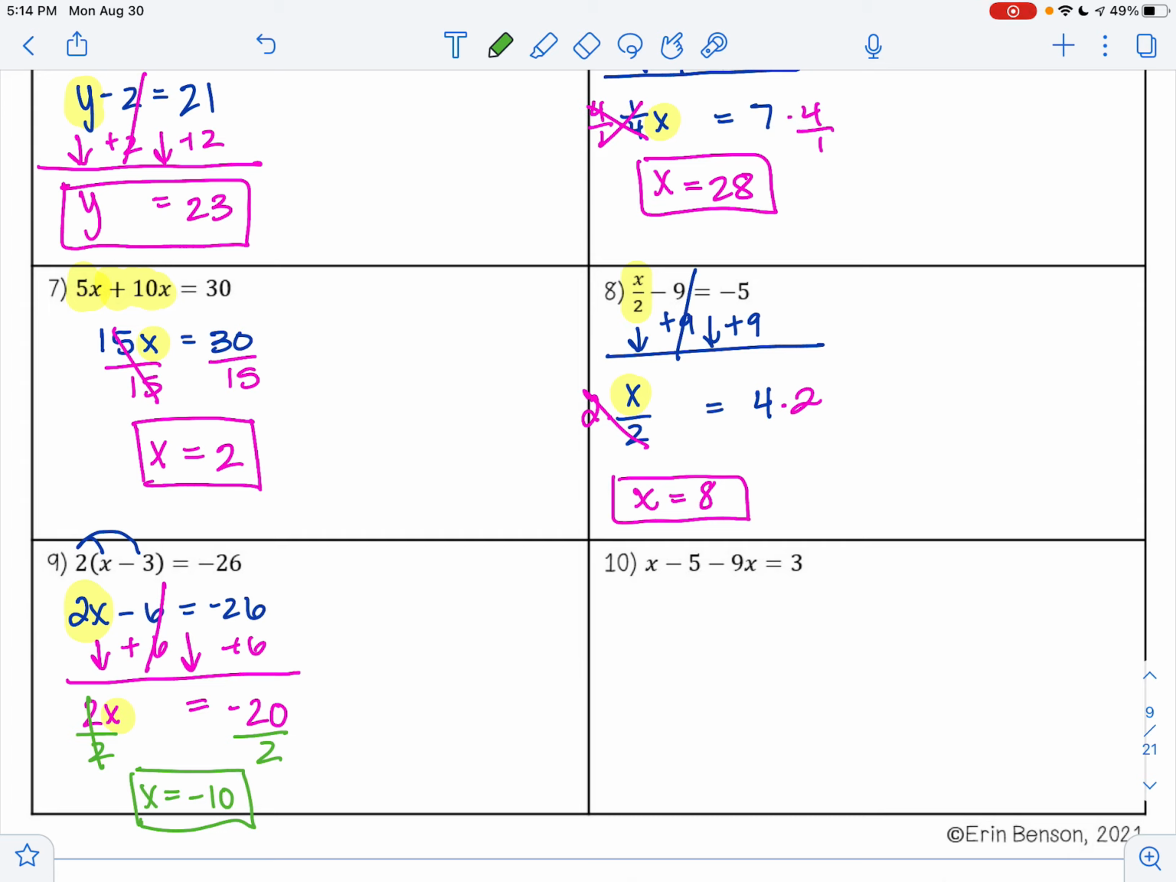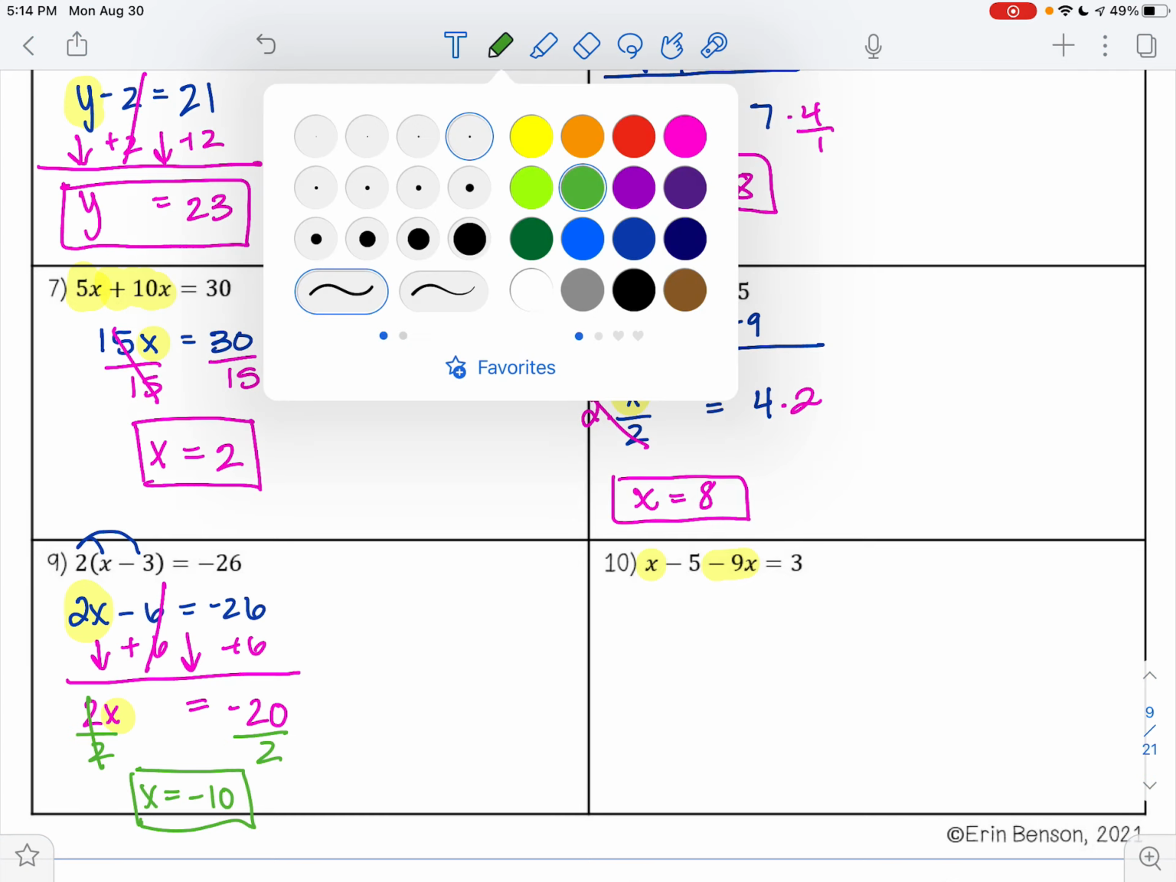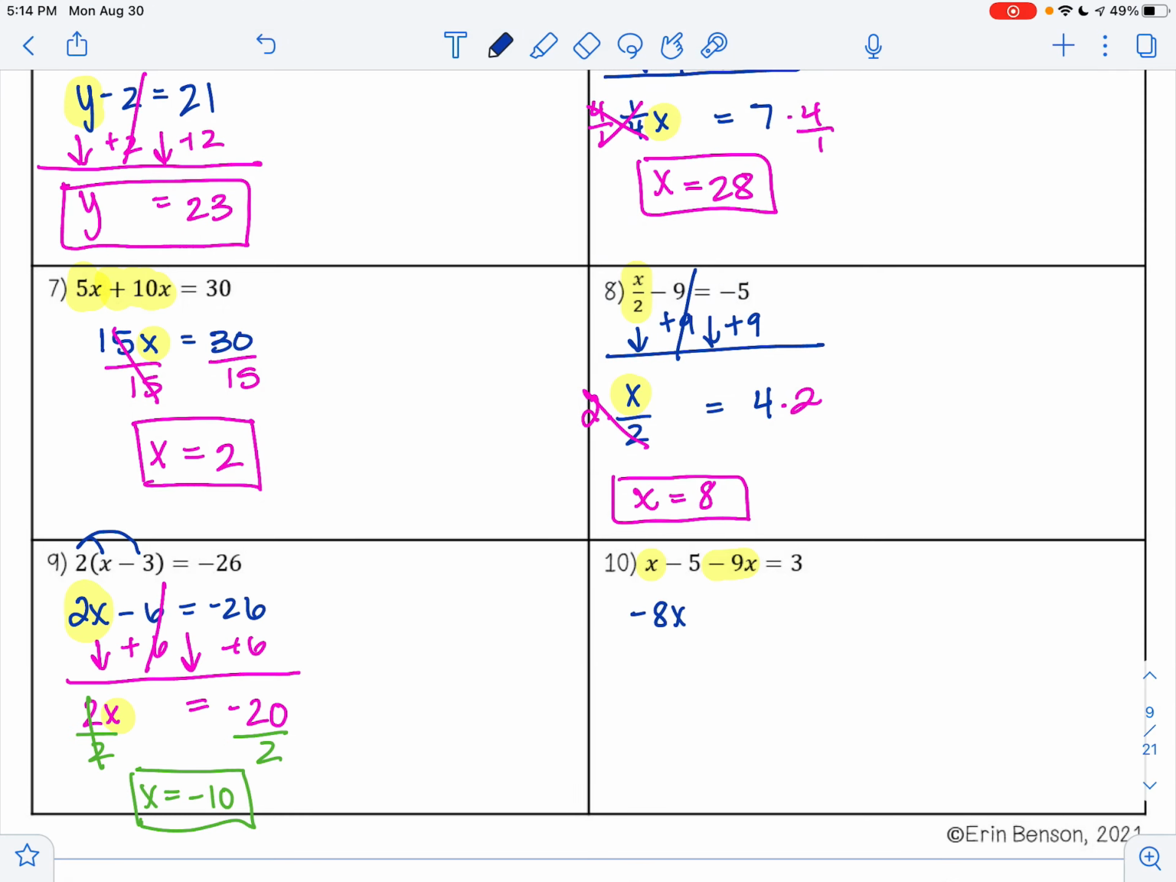On example 10, we have x minus 5 minus 9x equals 3. The first thing that I want to do is I want to combine like terms. X minus 9x is negative 8x. And then I'll bring down my negative 5 and my 3. Now I want to get the term with the variable by itself. Right now, I'm subtracting 5 from negative 8x. To undo subtraction, I'm going to use addition. And I am going to add 5 to both sides.